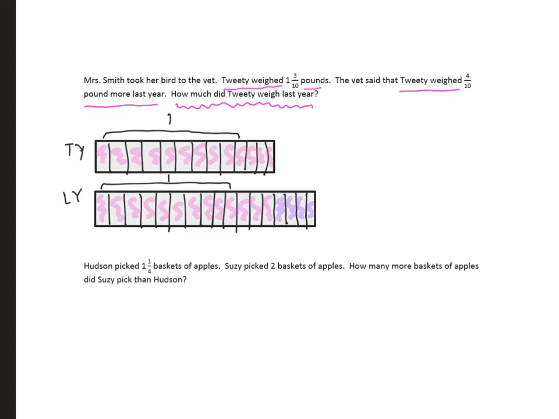So I'm going to write, and what I'm trying to figure out, remember, is how much did Tweety weigh last year? Okay, so she weighed 1 3/10 this year. And last year she weighed 4/10 of a pound more. So when I add those up together, I already have 1 whole, and then 3/10 plus 4/10 is going to give me 7/10. You can probably hear my cat in the background.